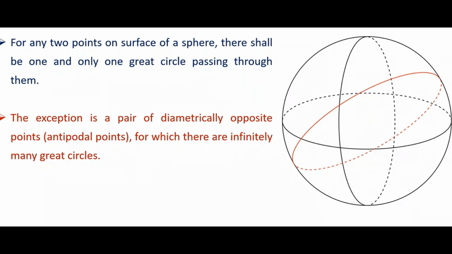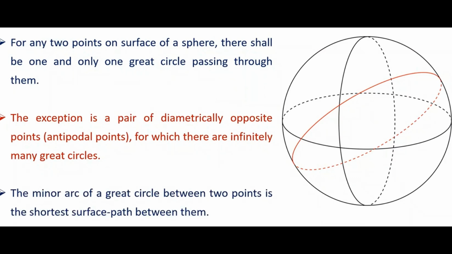The exceptional condition is if the pair of points happen to be diametrically opposite to each other, also referred to as antipodal points. In that case, through those 2 points, you can draw an infinite number of great circles. The minor arc of a great circle between 2 points is the shortest surface path between them. So if you travel along the surface of the sphere, then the track along the arc of the great circle shall be the shortest distance between any 2 points on the surface of the sphere.